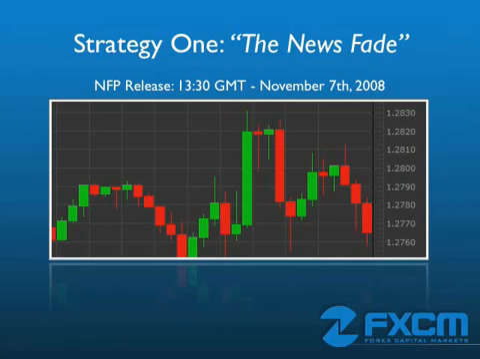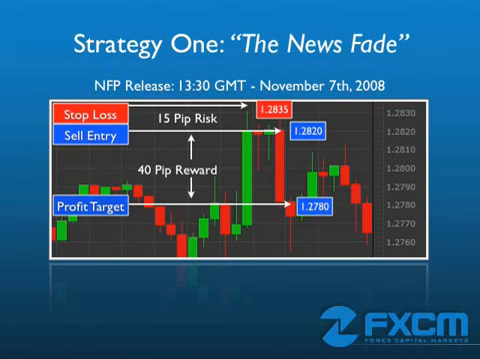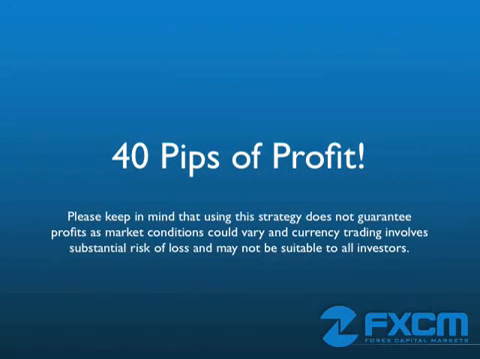for a profit of 40 pips. On this strategy, we probably would have set our stop just above this high, probably around 1.2835. So even if the price action continued in an upward direction, we would have been stopped out for a loss of only 15 pips. That's a pretty good trade. We risked 15 pips for the potential to make 40 pips or more.